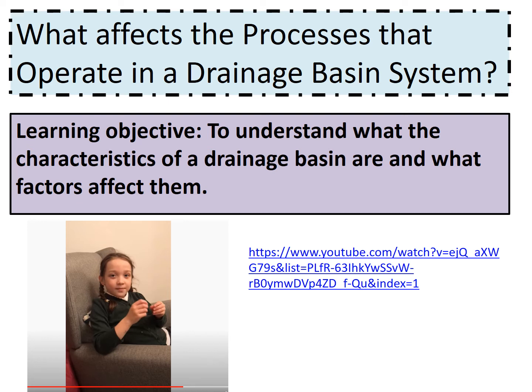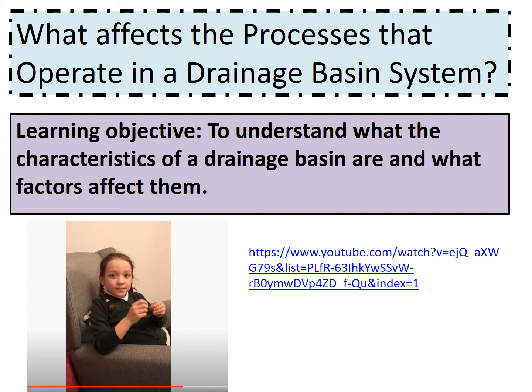Okay, so today we're moving on from looking at the global hydrological cycle to looking at the drainage basin system. So the title is What Affects the Processes that Operate in a Drainage Basin System? And first of all, we need to understand what the characteristics of a drainage basin are and then look at what factors affect them. Now, the first thing to mention is that a drainage basin system is an open system, because a drainage basin system does have inputs and outputs.